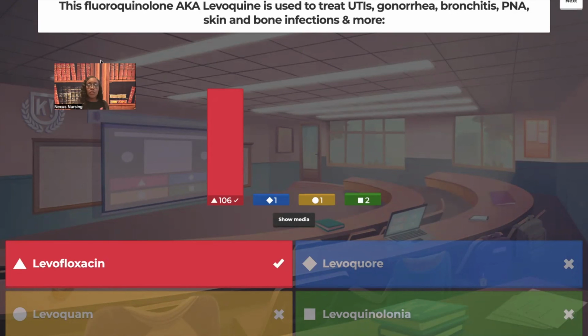You're not the one who's going to be prescribing those drugs, but you do need to know what conditions you'd expect the healthcare provider to order, okay? You need to know that fluoroquinolone, the name is levofloxacin. You see levofloxacin, what do we talk about? Fluoroquinolone.